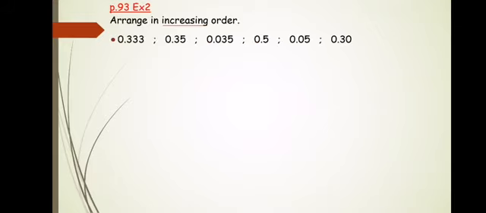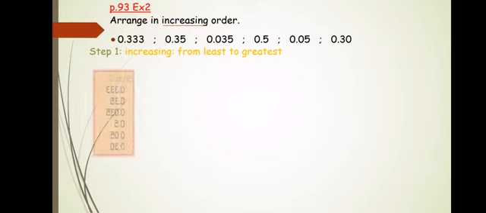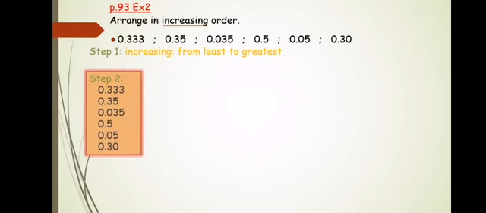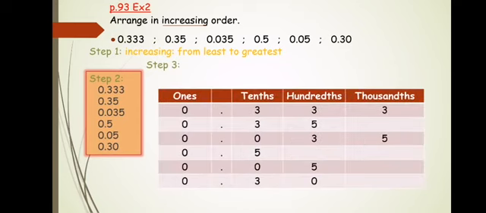Arrange in increasing order. So, step 1. Highlight whether we are going from least to greatest or greatest to least. So we are going in this exercise from least to greatest. Step 2. Write the numbers in a column. Step 3. Line up the decimal points.